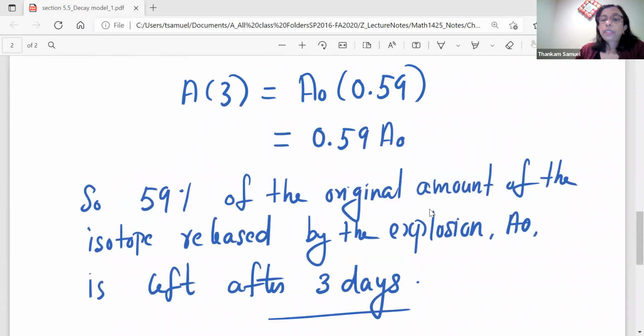So 59% of the original amount of the isotope released by the explosion, that is A sub 0, is the original amount. So 59% of the original amount is left after 3 days. So the final answer is 59% of the original amount A sub 0 is left after 3 days.